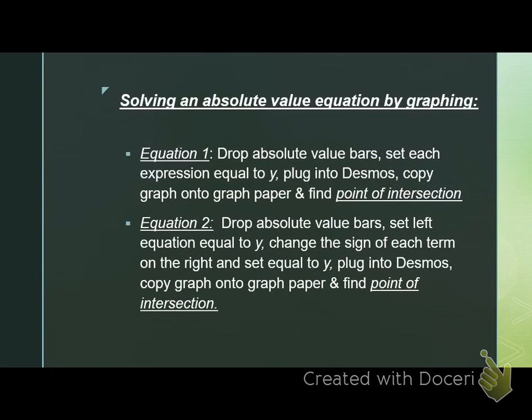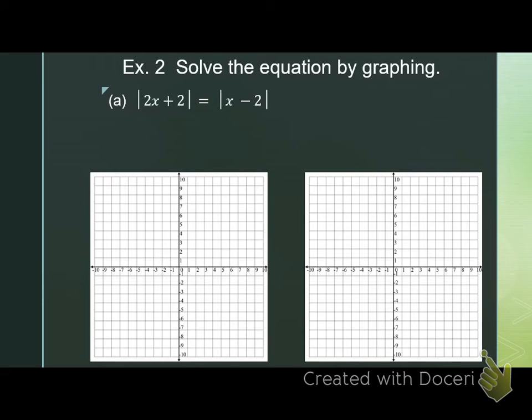Now, let's try this on letter A. All right, like I said, the first system is simple. We take each side, we drop the absolute value bars, and we set the expressions equal to y. So y equals 2x plus 2 and y equals x minus 2. Well, let's write the second set of equations, and then you can plug all 4 into Desmos at once.